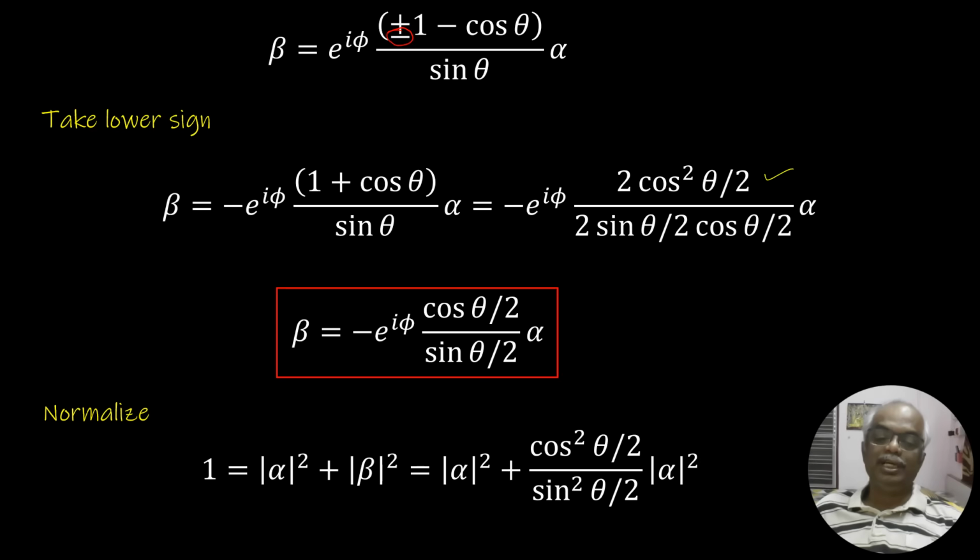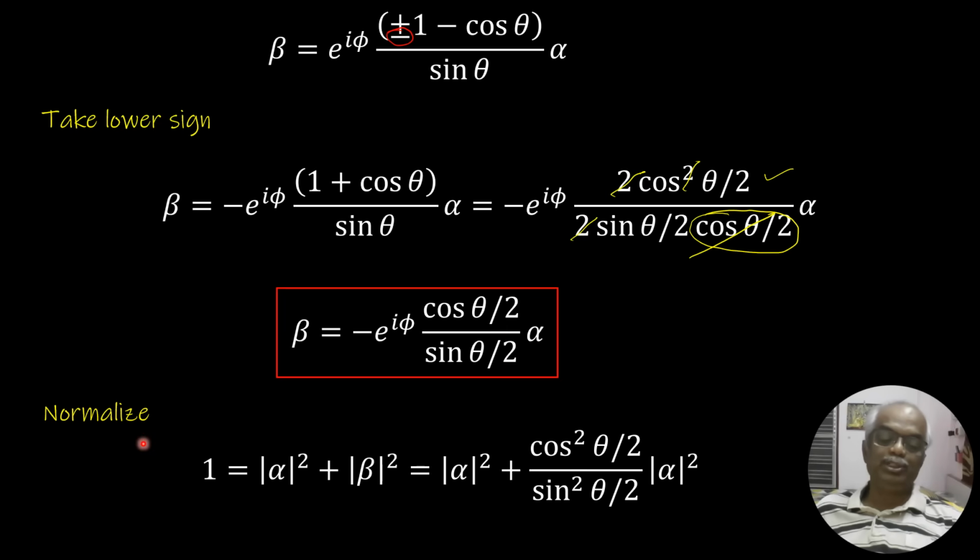And similarly, already we have taken sin theta equal to 2 sin theta over 2 times cos theta over 2. Now, here this term will get cancelled. This cos theta over 2 will get cancelled with this square, and also this 2 and 2 will get cancelled. Now beta is equal to, you have a negative sign here, minus e to the power i pi cos theta over 2 divided by sin theta over 2, times alpha.